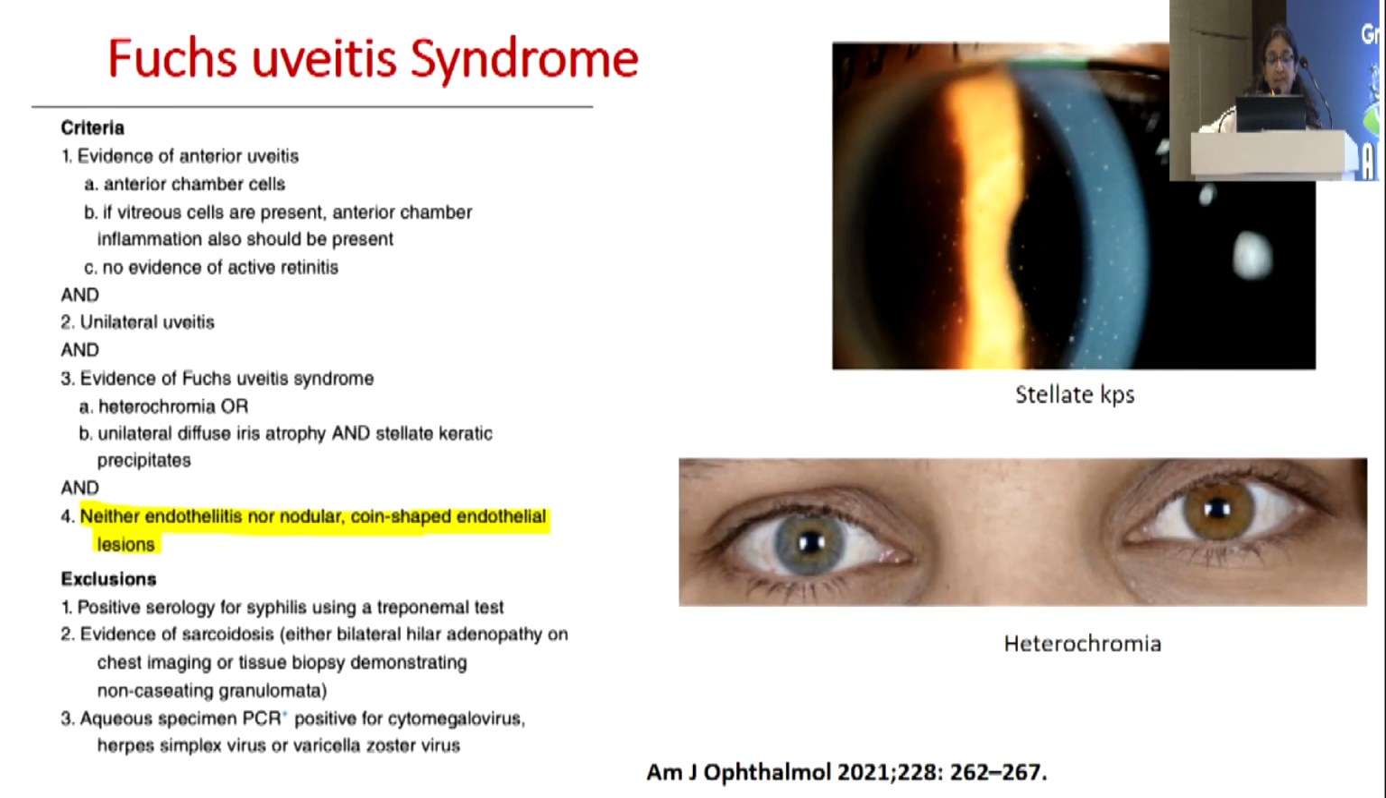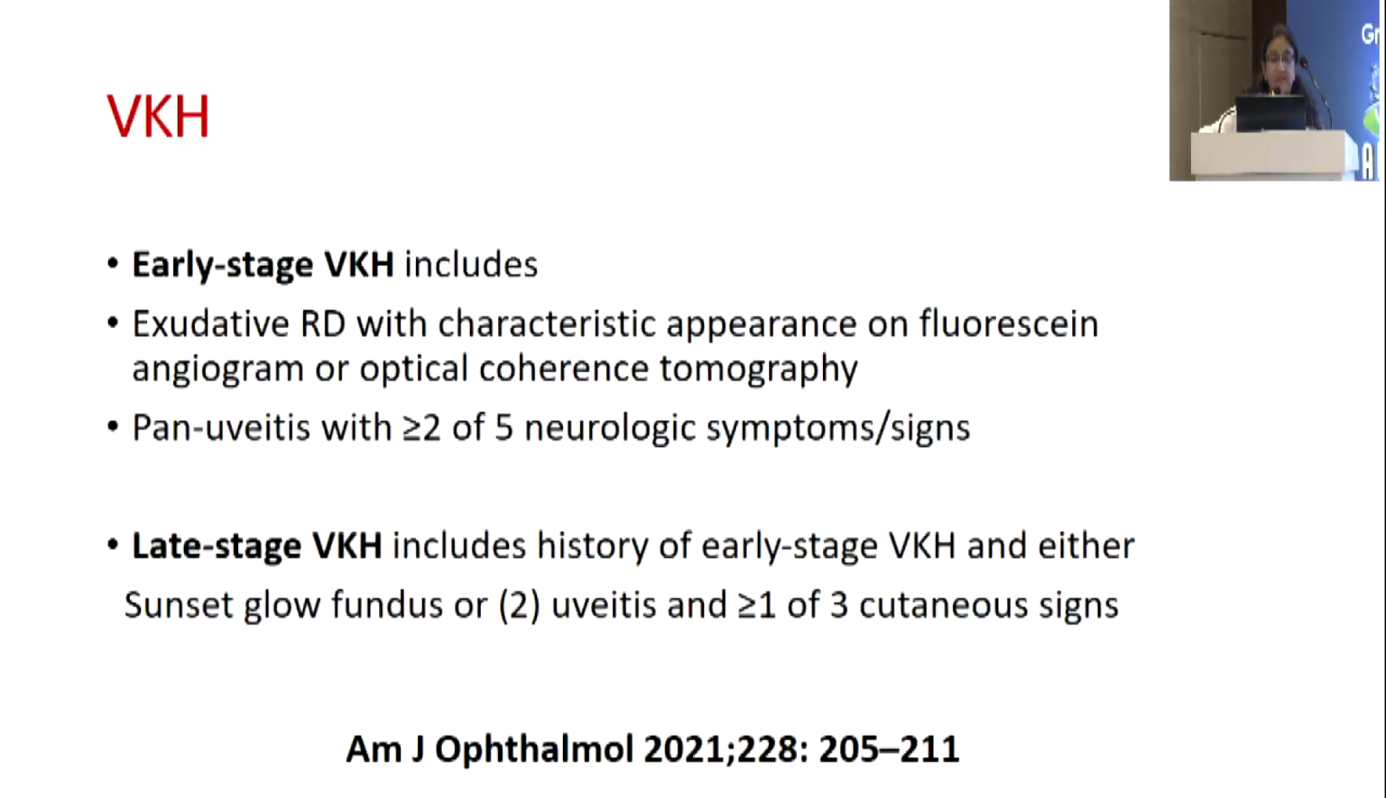Coming to Fuchs uveitis syndrome, again, if we have to differentiate, it will have neither endothelitis nor nodular or coin-shaped endothelial lesions, and this is an important feature to differentiate between the 2 entities.